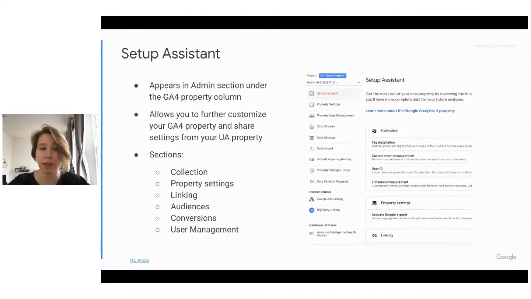Then you have property settings. By property settings, we mean activating Google signals, and linking. With linking, I guess it's easy: it's linking to Google Ads accounts. At this point in time, we don't yet have GMP integration for GA4, but this is something we have on the roadmap. Then you can inherit audiences, conversions, and user management from your Universal Analytics.